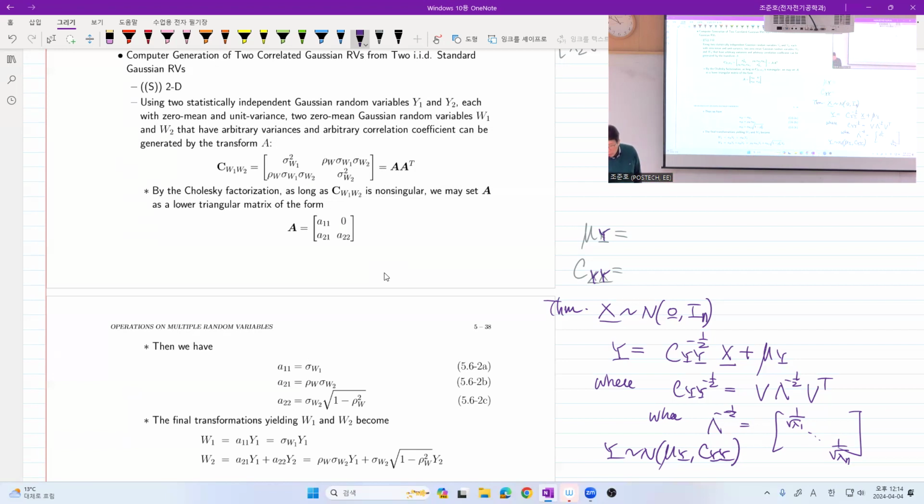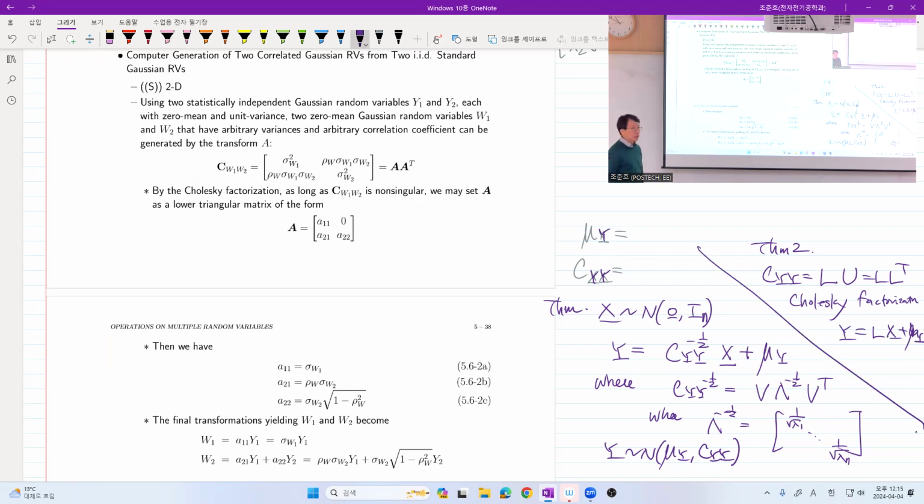Another one, this is theorem 2, is that you just need to factorize the desired covariance matrix using lower and upper triangular matrices by using the so-called Cholesky factorization. And then, especially, you can do something like this, lower times lower transpose. And then you use the lower triangular matrix to generate the y and add the desired mean. This is the second method. So there are two methods. The first one relies on eigenvalue decomposition. The second method relies on the Cholesky factorization of your desired covariance matrix.